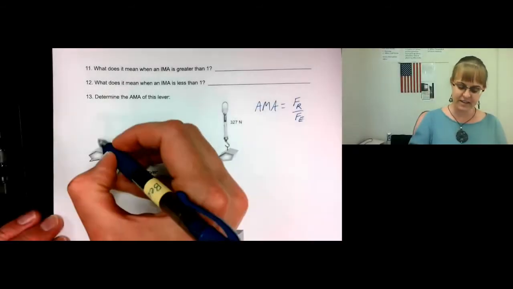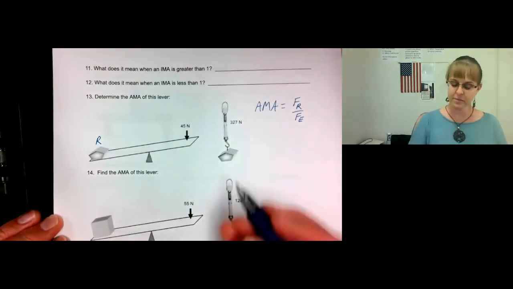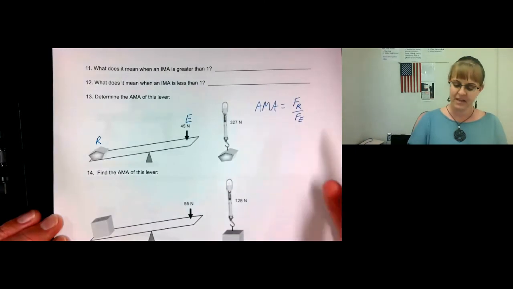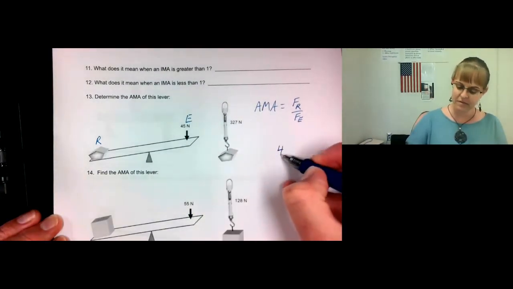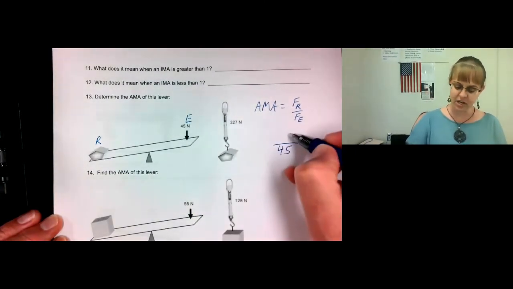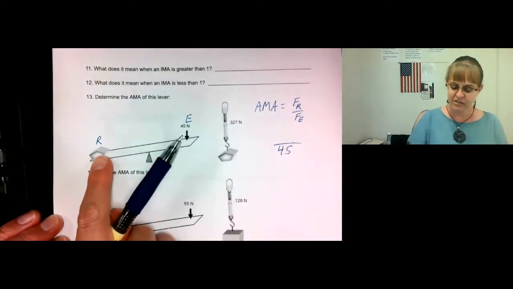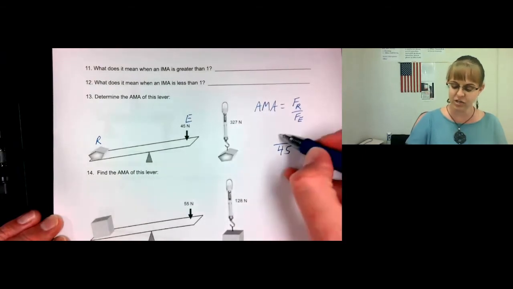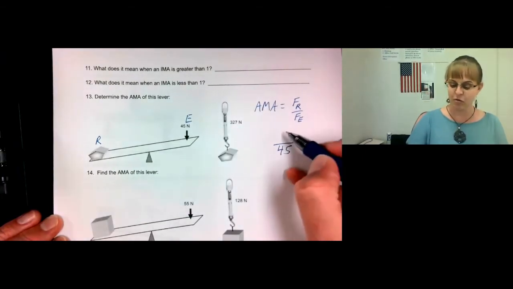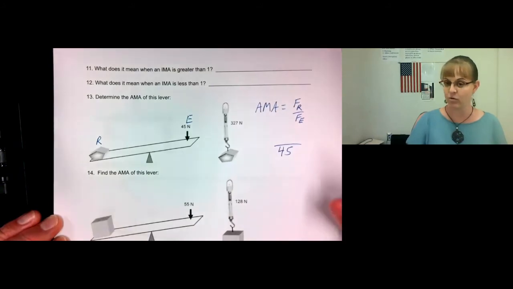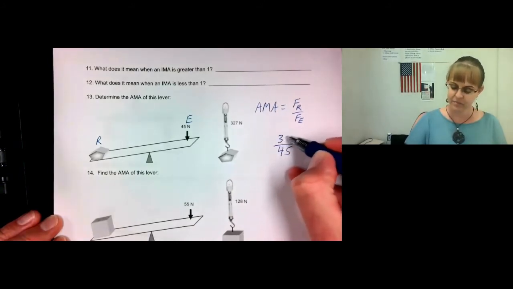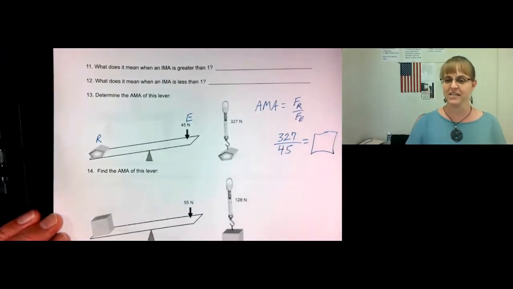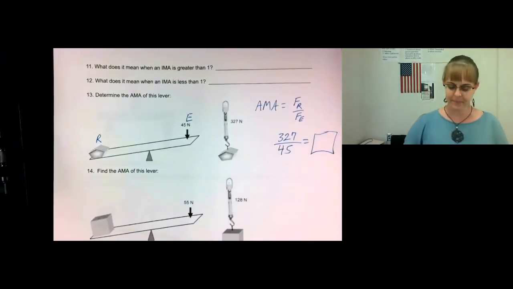For number 13, this is your resistance or your load, and this is your effort force. This is where you press down. The effort goes on the bottom, and the resistance goes on top. It turns out that if you just weighed this little mass, it's 327 newtons. So that's the force if you just plain lifted it without using a lever. Do your math, and you'll have your answer. Then do number 14, because it's the same as number 13.